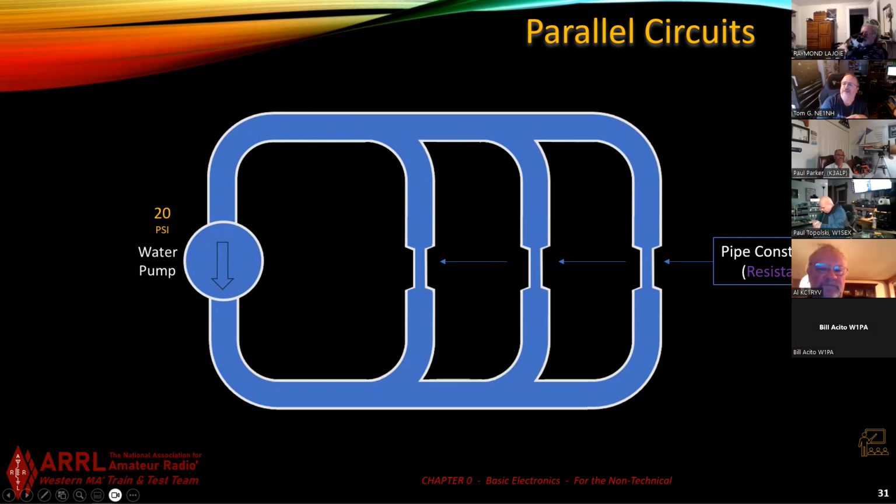I've got 20 PSI at the pump here, right? What's my pressure right here? 20. What's my pressure right there? It's still 20. Bingo, you got it. Al, still 20? Okay. Voltage, pressure, electromotive force. Keep those together in your head, because a parallel circuit does the exact same thing.